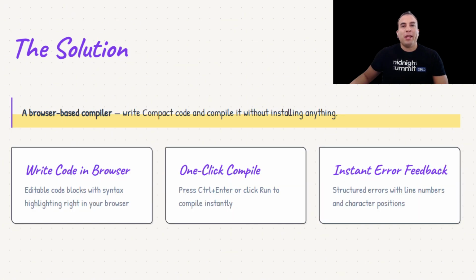The Compact Playground puts the compiler in the cloud. You open a URL in your browser, write Compact code in an editable code block, press Ctrl+Enter, and you get instant feedback. If there's an error, you get structured messages with line numbers and character positions, not raw compiler dumps. No download, no install, no path configuration. Just open and code. That's the entire value proposition.